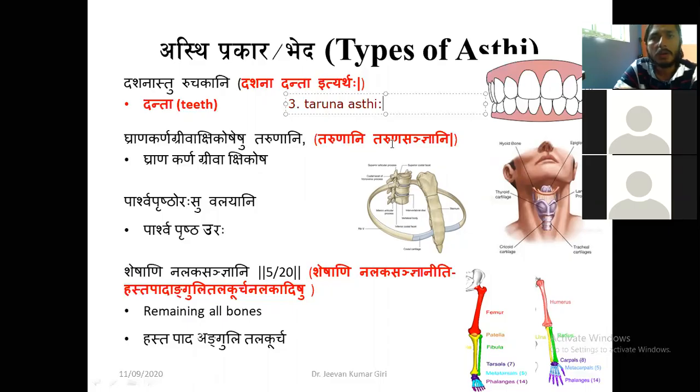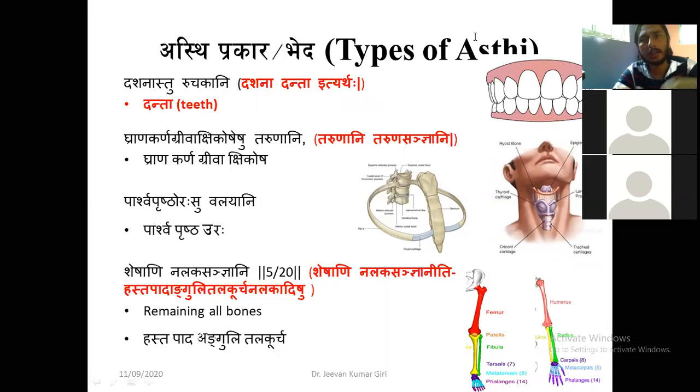Now see where you can find the taruna asti in the body. Acharya Sushruta has told: Grana, Karna, Griva, Akshikoseshu tarunani. You will find the taruna asti in the Grana, Karna, Griva, and Akshikosha. Here an a is missing, just add Akshi here. So Grana, Karna, Griva, and Akshikosha: the bones in these are the taruna asti.